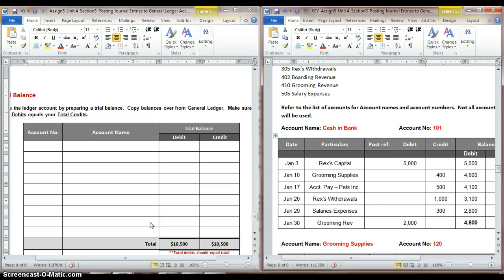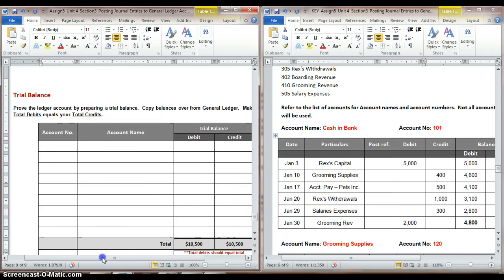All right, welcome back again, and we're doing the final part of this posting journal entries to ledger account assignment, which is to take the balances from our general ledger account and copy it over into a trial balance. This is to prove the ledger account. We want to make sure that all our debits equal all of our credits, because if you'll remember, with every debit we should have made a credit, because that's our double entry system. That's the whole rules of debits and credits. So the trial balance is for us to prove that we got everything recorded correctly and that our balances are going to equal out.